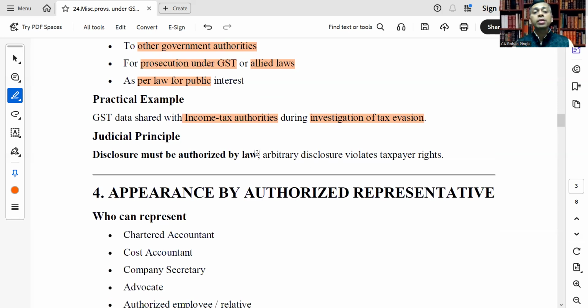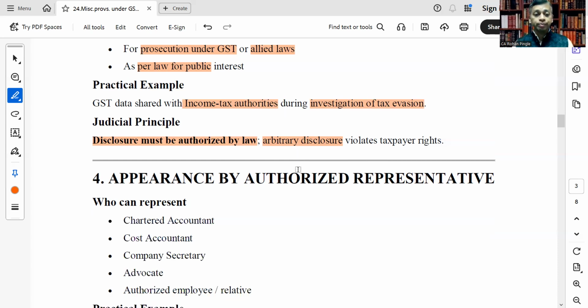The judicial principle is that disclosure must be authorized by law. Arbitrary disclosure violates taxpayer rights. Means disclosure, whatever it may be, should be authorized by law. Arbitrary disclosure violates what? Taxpayer rights.